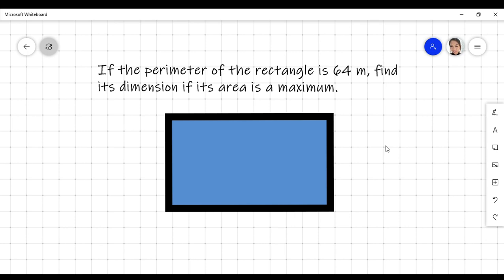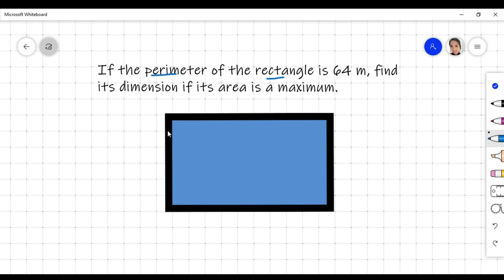So, bago natin isolve ang problem na ito, kailangan nating maintindihan yung problem. So, we have here, it was stated here, perimeter. Perimeter ng ano? Perimeter ng rectangle. The shape is rectangle. So, ano ba yung perimeter? So, yung perimeter is the sum of all the sides ng rectangle.